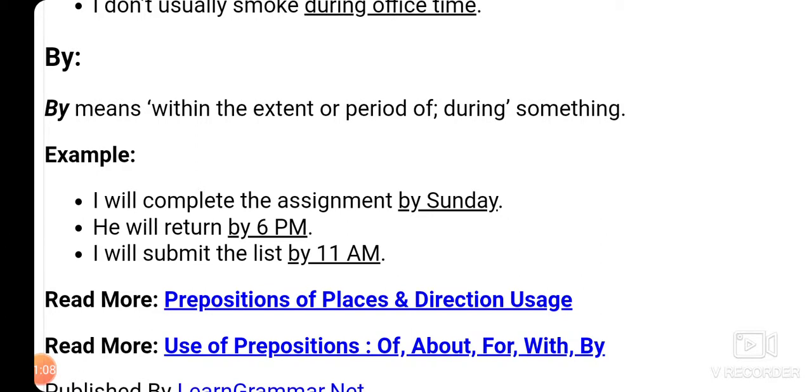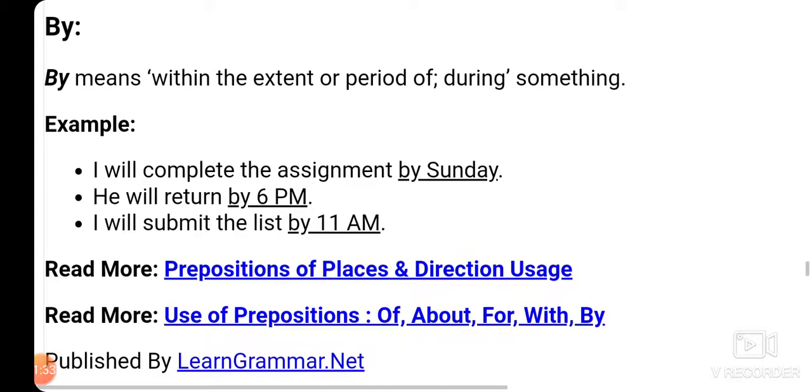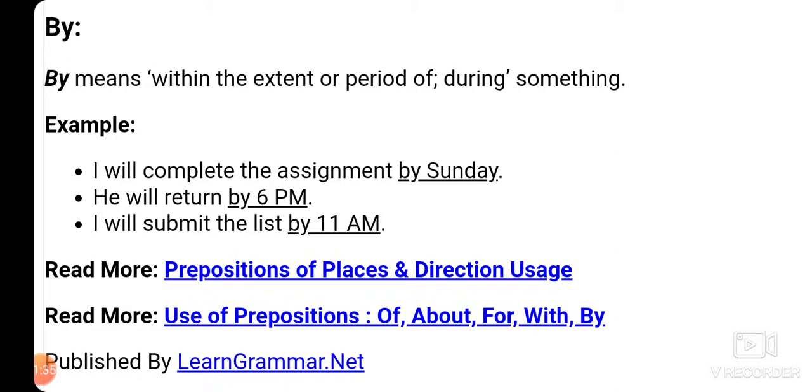By means within the extent or period of time during something. Example, I will complete the assignment by Sunday. It means you can complete it before Sunday. You can complete it on Friday, Saturday, Saturday evening, but at the latest you can submit it by Sunday, not later than Sunday. So this is the extent of the period that is given. Up to Sunday you will have to submit it anyhow. You can submit it before, but if you are giving any leniency, you can submit it by Sunday.